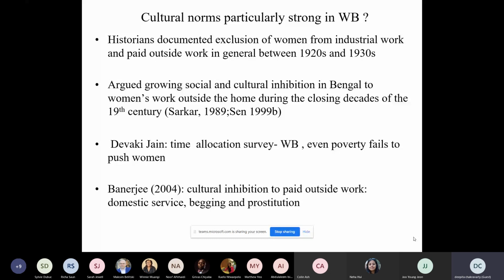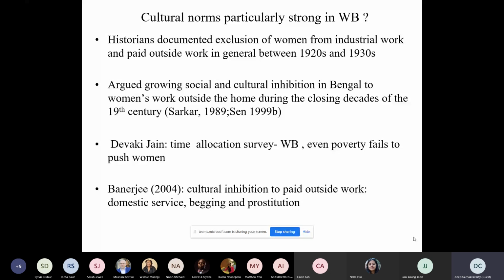She argued that the cultural inhibitions against women going out for work are so strong in West Bengal that even poverty fails to push them out for work. And she gives a very interesting example: in a rural Rajasthani family, a woman on average takes only about 1 hour for cooking. On the other hand, in a rural Bengali family, a woman on average takes about 3 hours or more for cooking.